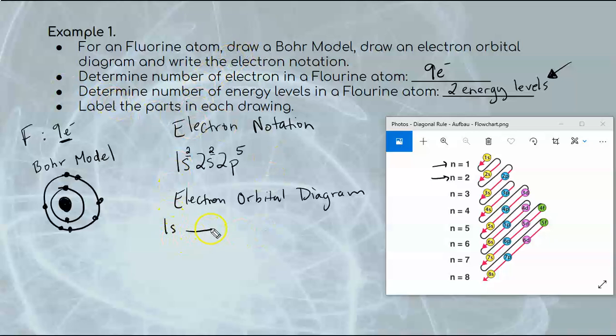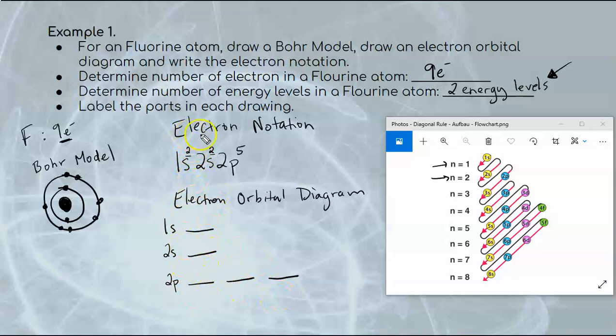So I have 1 orbital on the 1s sublevel. Then I have the 2s sublevel. I also just have 1 orbital. Now I have the 2p sublevel. I have 3 orbitals for the 2p sublevel. So I'm just drawing lines. It's a little bit easier to draw them.